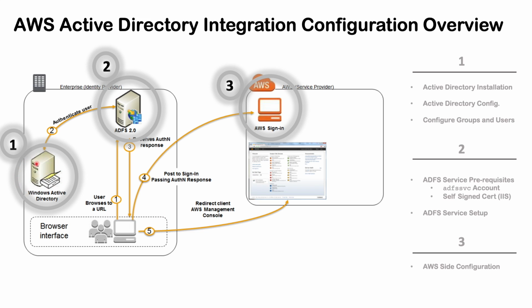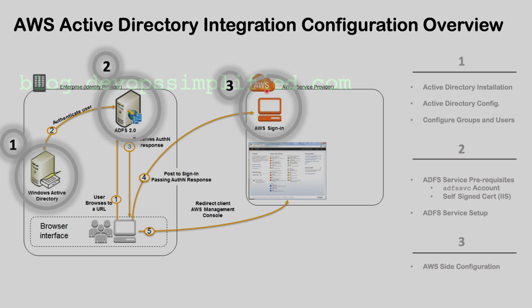First, we will configure the Active Directory service. Second, we will configure the Active Directory Federation Service and set up the trust relationship with AWS. And finally, we will configure AWS to trust ADFS, configuring the IdP provider. All right, so let's take a look into it.